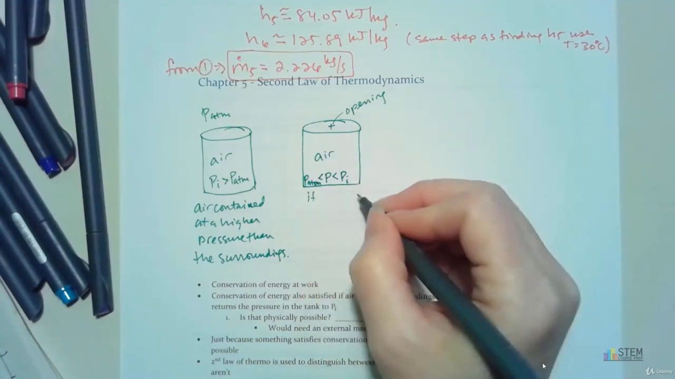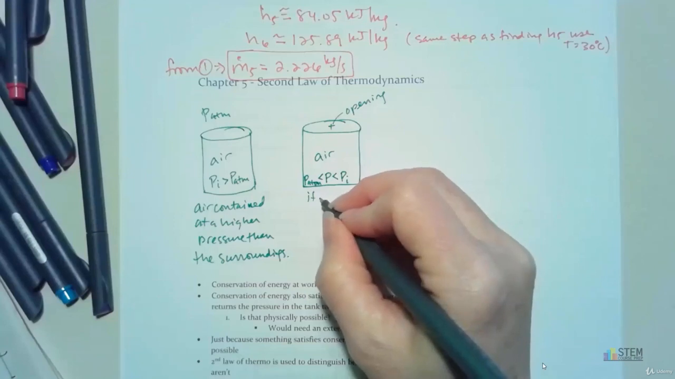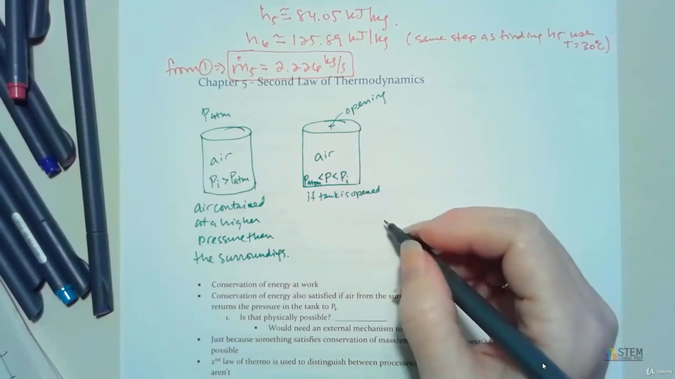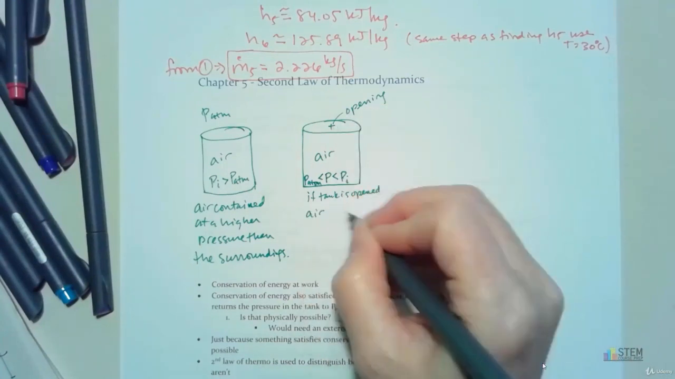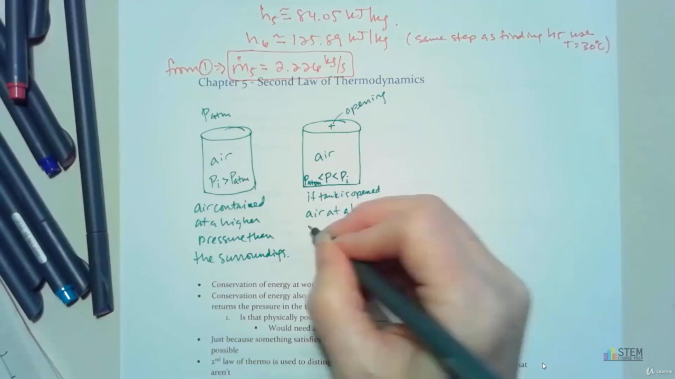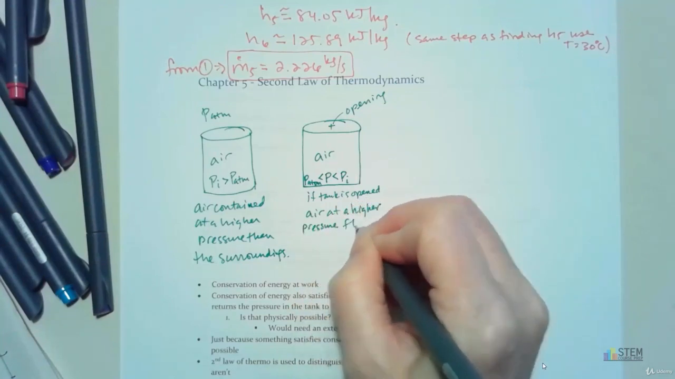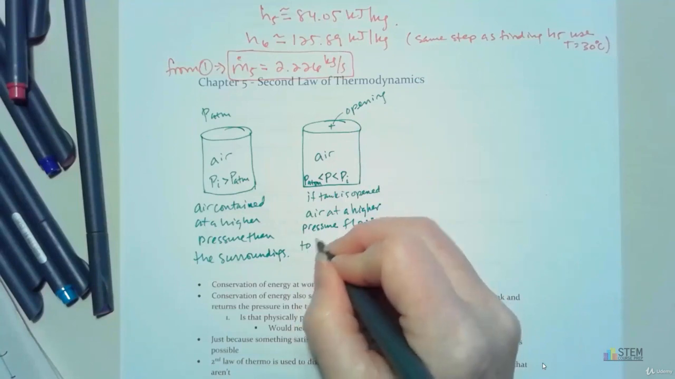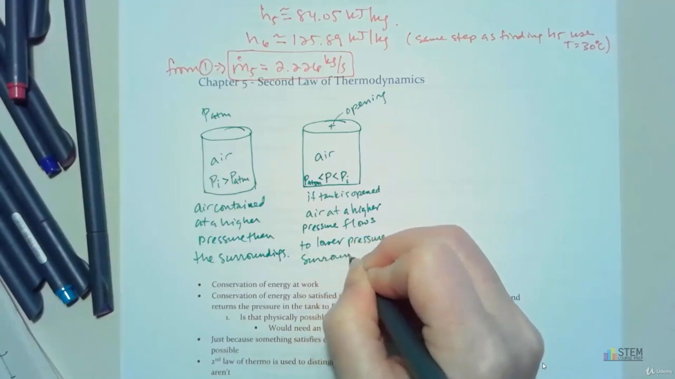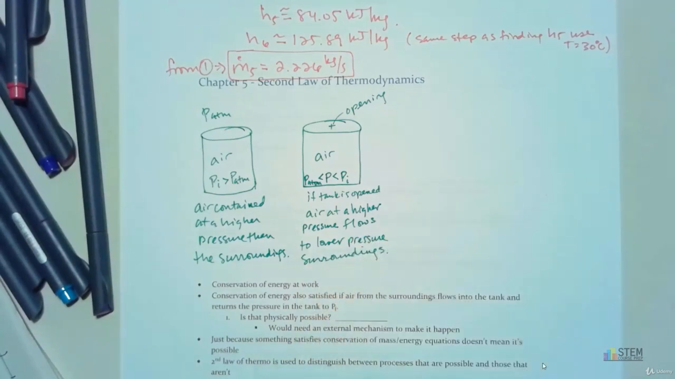Now let's write down our scenario here. So if the tank is opened with that little opening here at the top, the air at the higher pressure, which is inside the tank, that air then flows to the lower pressure surroundings. Because you're always going to flow from high to low pressure. It's the same thing that happens with the weather outside. That's how you get wind, right? Because the fluid particles are flowing from the high pressures to the low pressures.